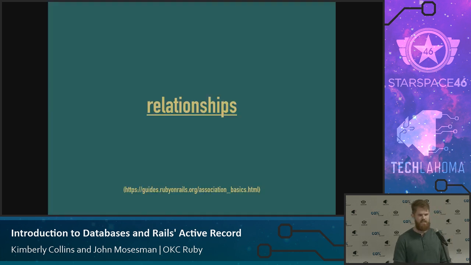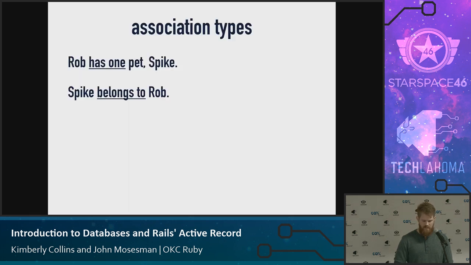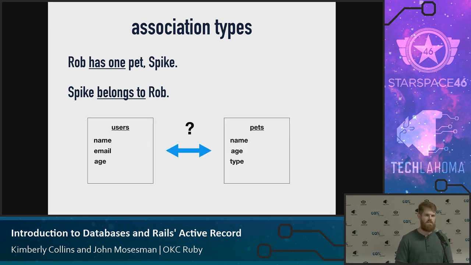So how do we make these two things relate to each other using ActiveRecord? Rails has an entire doc on relationships. They call them associations, and it's really good, so definitely check that out if you're working with ActiveRecord. It gives you a lot of examples of how to not only set up your structure, but set up your models to work well. If we just said this in English, like Kimberly mentioned, we use this has and belongs type language. Rob has one pet named Spike. Spike belongs to Rob. These make a lot of sense to say in English, and it also makes sense in our database. So the question is, we have these users and we have these pets. How do we, at a database level, link them together?